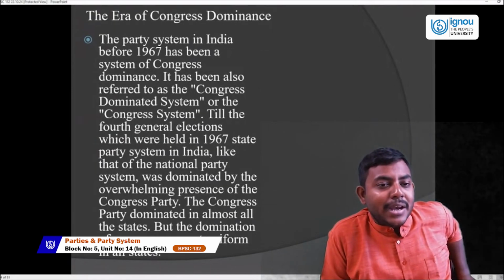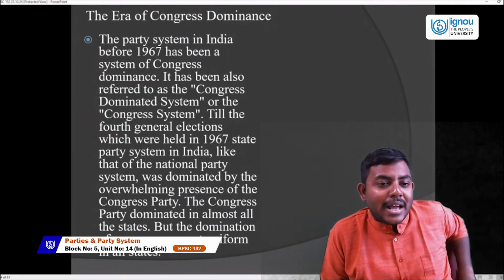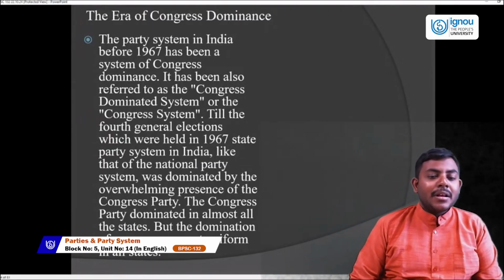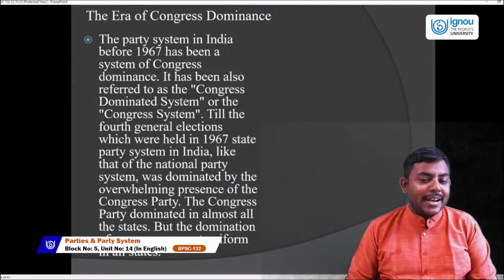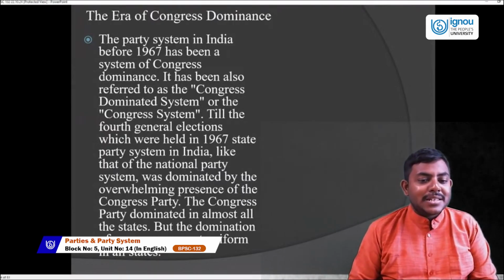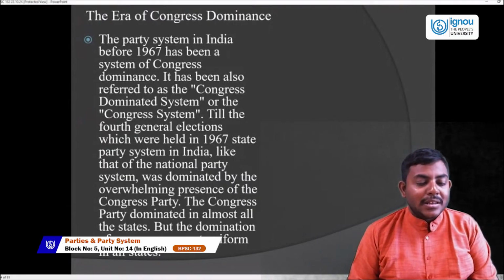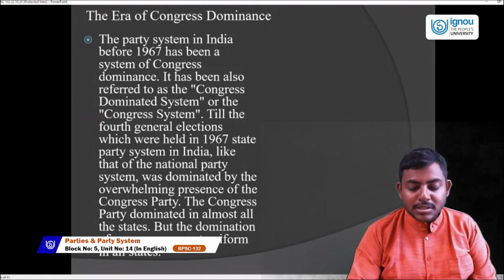The era of Congress dominance. The party system in India before 1967 has been termed a system of Congress dominance. It has also been referred to as the Congress-dominated system or the Congress system. Till the fourth general elections, which were held in 1967, the state party system in India, like that of the national party system, was dominated by the overwhelming presence of the Congress party. The Congress party dominated in almost all the states, but the domination of Congress was not uniform in all states.